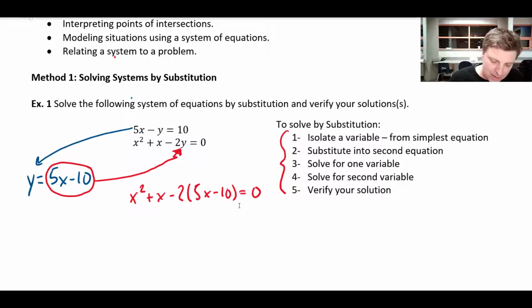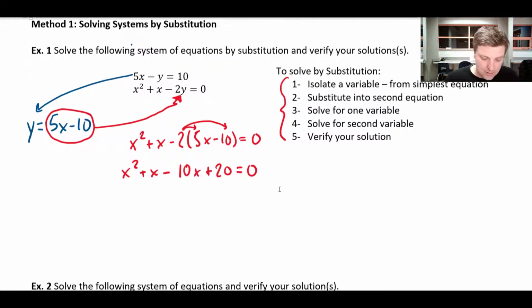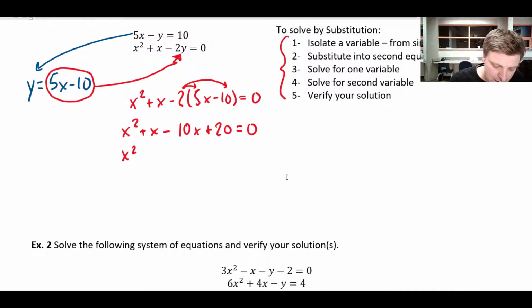So I'm just going to expand through my brackets here, and I get x squared plus x minus 10x plus 20 equals 0. And then I'm going to collect my like terms. So I get x squared minus 9x plus 20 equals 0. And so this is something that I could solve. It's all set up for me. Maybe I can factor it.